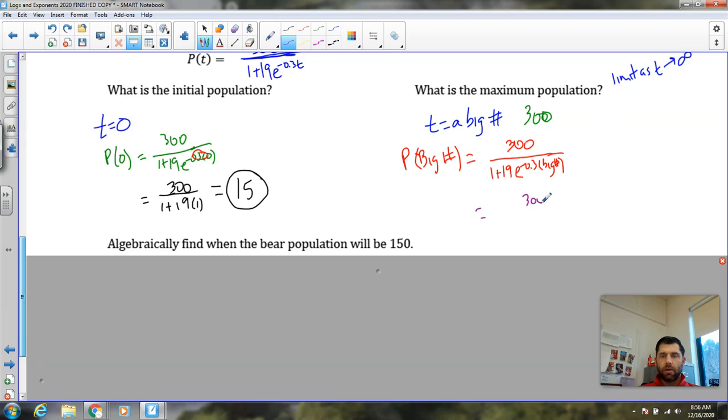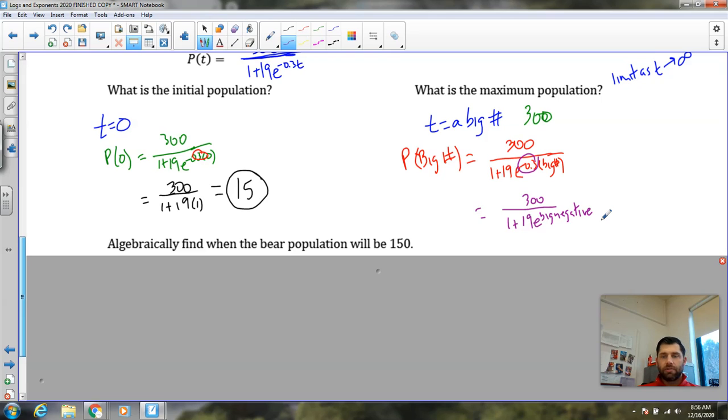So I have 300 over 1 plus 19 e. Now let's think. We have a negative number times a really big positive number. So it doesn't matter what this negative number is. As I plug in, like if I put in 1,000,000 for t or 1,000,000,000 for t or whatever, this is going to turn into a really big negative number. Big negative, we'll call it.